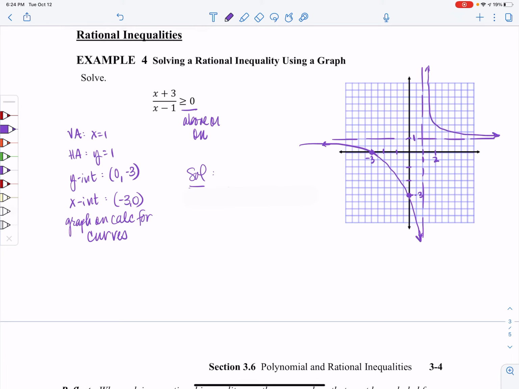And now I'm being asked for everything that is above the x-axis or on the x-axis. So this piece is above, this little guy is on. All of this is above. So then when I give my solution to that, I'm going to start at -infinity and go up to -3, including -3. And then the second piece is going to be 1 to infinity, but because 1 is a vertical asymptote, I will not be including the value of 1.